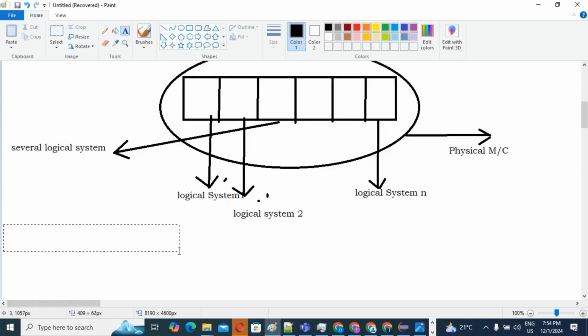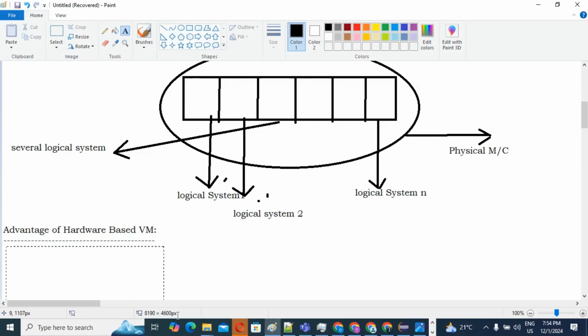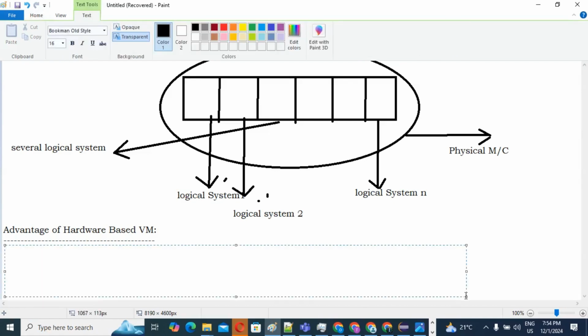What is the advantage of hardware based virtual machine? You need to understand that, because for your knowledge's sake, even if no one is asking, this is very important. You need to understand what a hardware based virtual machine is, and also what the benefit and advantage of it is. So I am going to write what is the advantage of hardware based virtual machine.